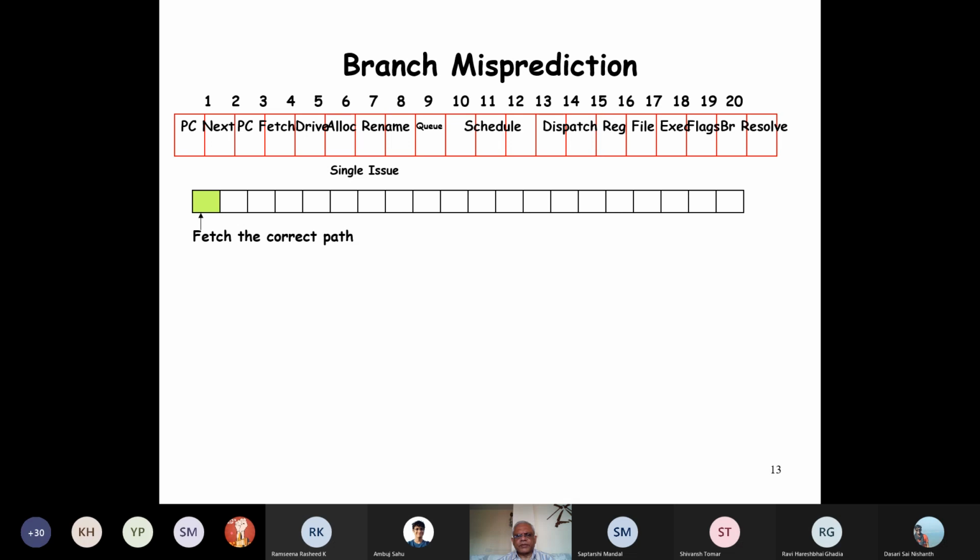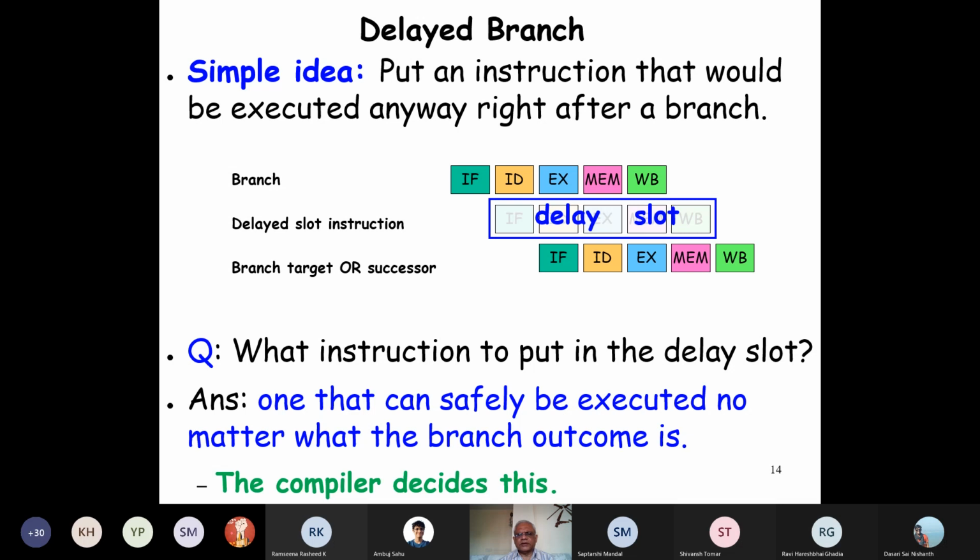So this is the correct path instruction. All these we need to flush out. Now first, let's look at the software solution, which is the delayed branch. Here, no hardware support is necessary. It is as if in the hardware we don't bother about control hazard. And it is the compiler who will take care that the hazard does not occur. How does it do? Let's look at it.